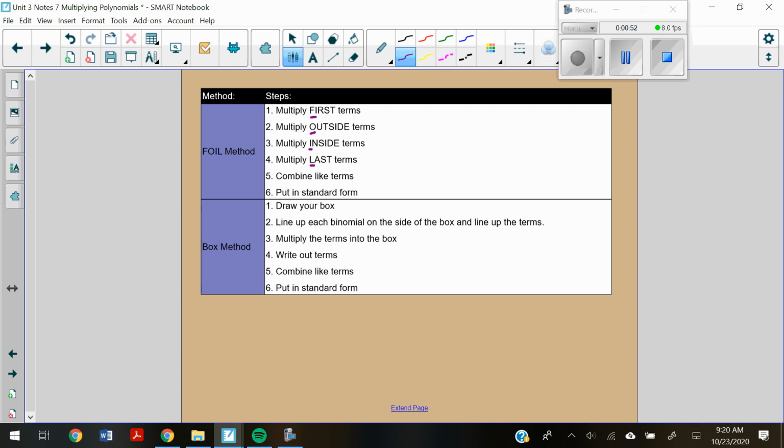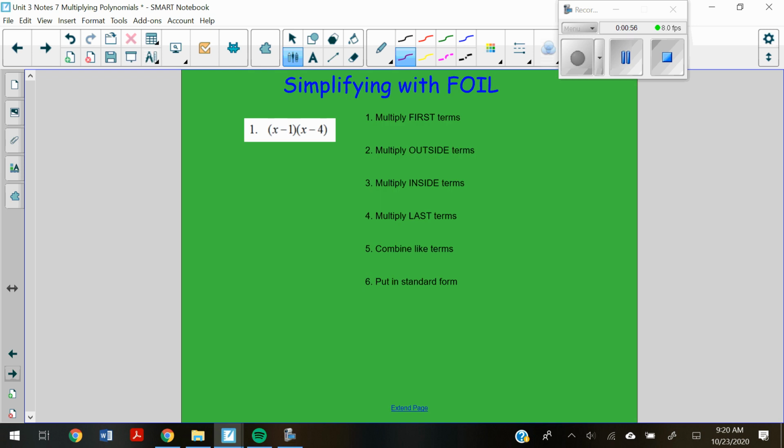All right, so let's put this to action so you understand what you wrote down. So we're going to practice FOIL first. We're going to multiply the first terms. So this is looking for the first two terms inside both parentheses. So x times x gives us x squared. Then it says multiply the outside terms. So now these are the two outside terms. So I have negative 4x.